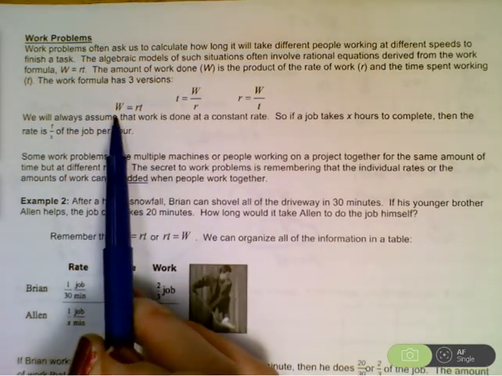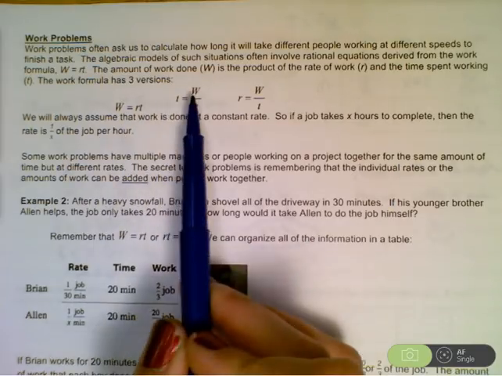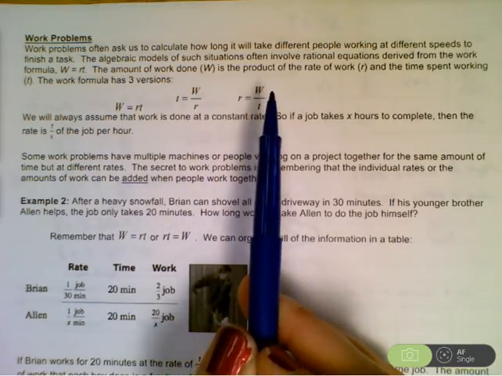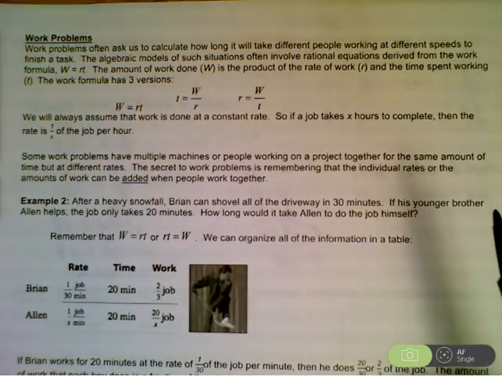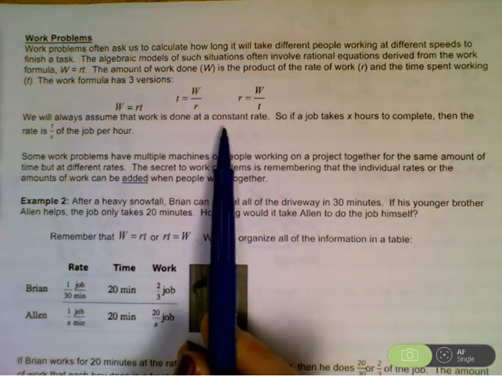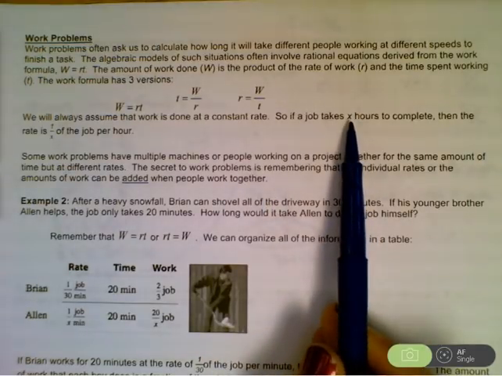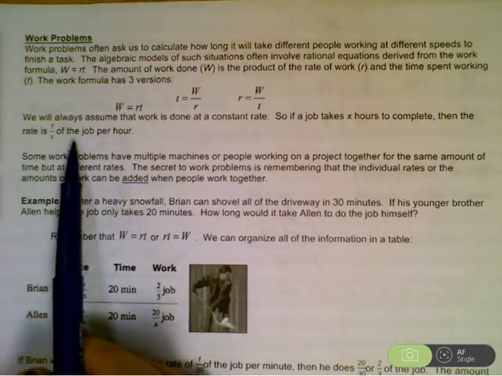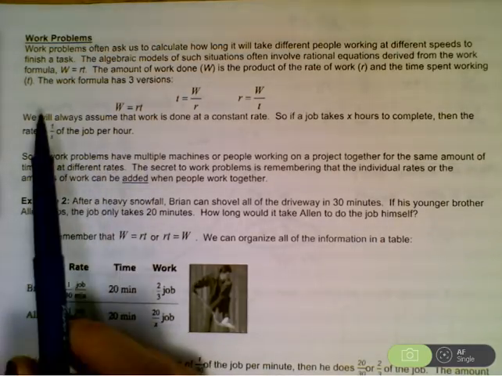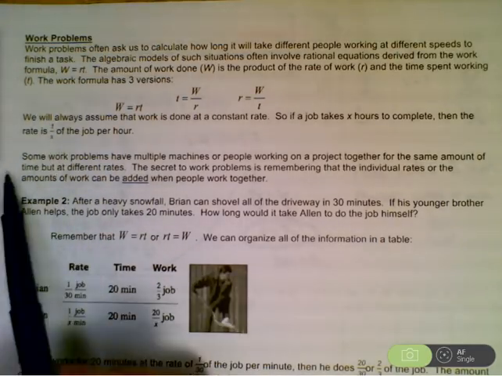So here are the 3 formulas, W equals RT, and then these are just 2 different variations of that. And we're going to use these as we go through the problem. So we assume that work's done at a constant rate. So if a job takes X hours to complete, the rate is 1 over X of the job per hour, because it's one job in X hours.